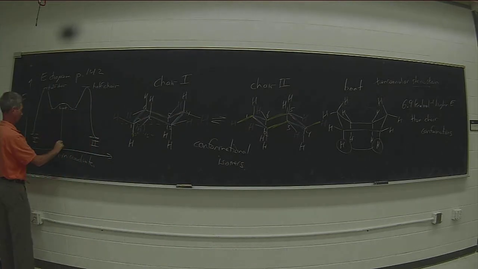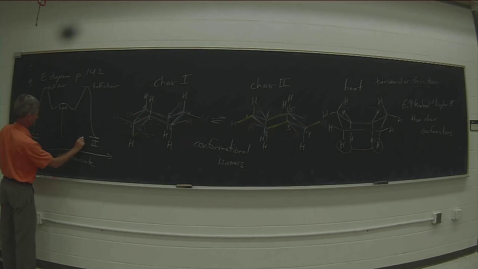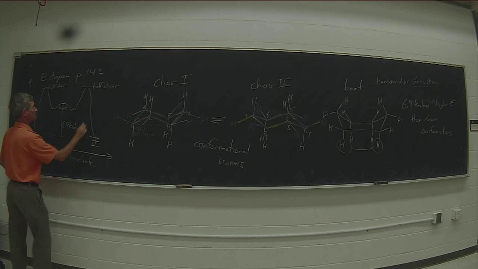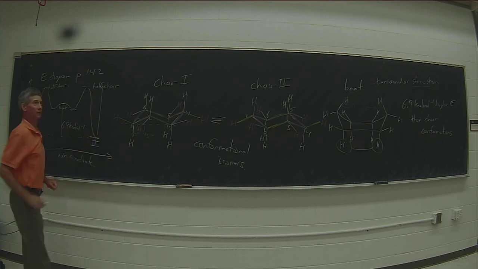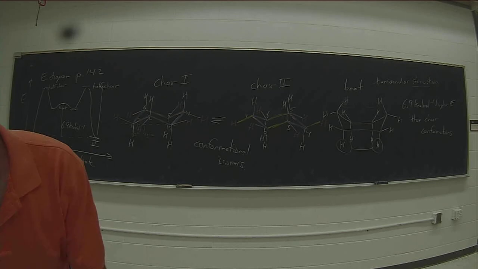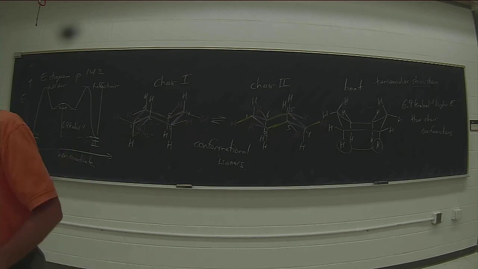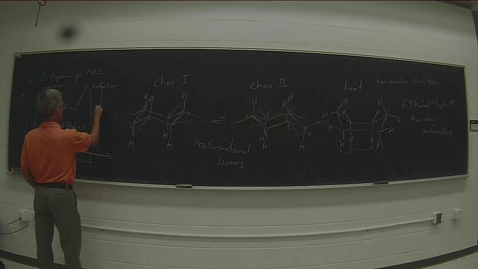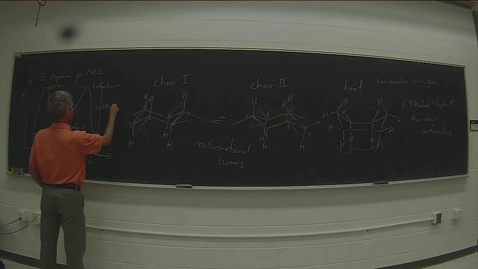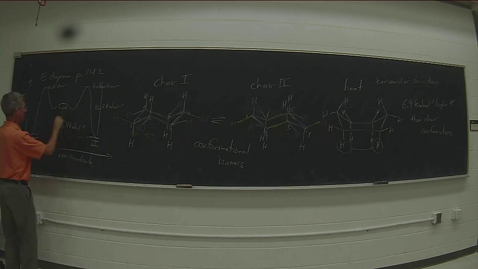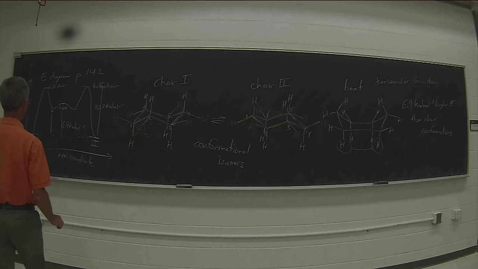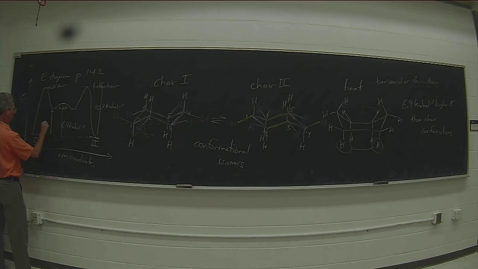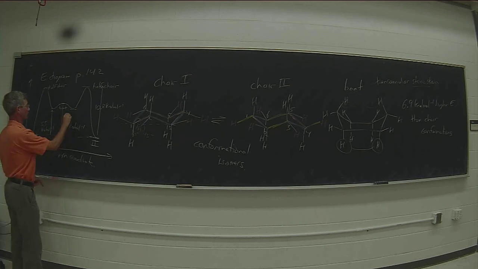Right? The boat form is 6.9 kilocalories per mole higher. The half chair form is 10.8. Half chair is 10.8 kilocalories per mole higher. But there are these two minima here, 5.5 kilocalories per mole higher. They're what we refer to as twist boats.